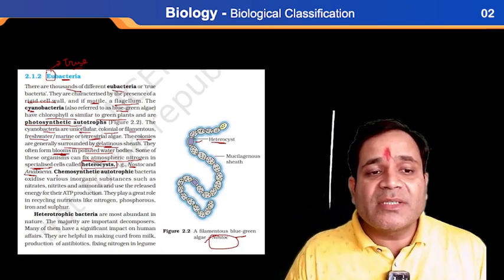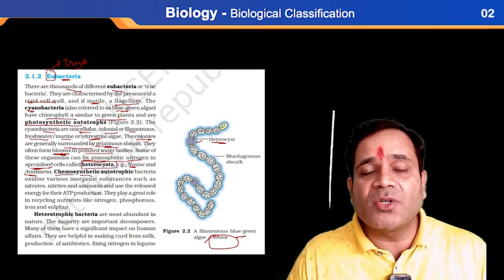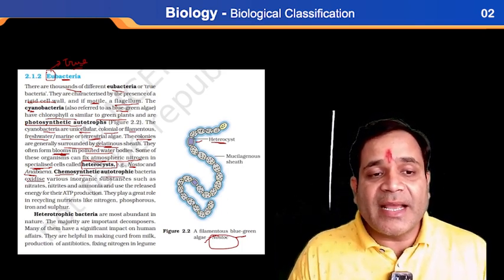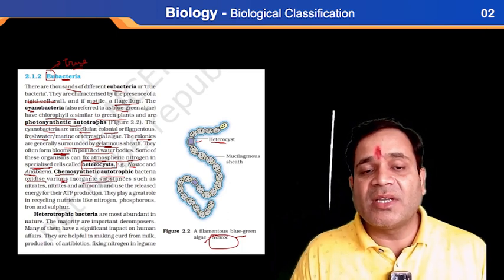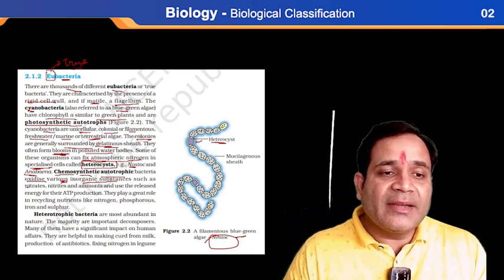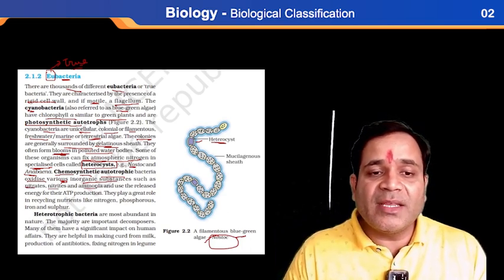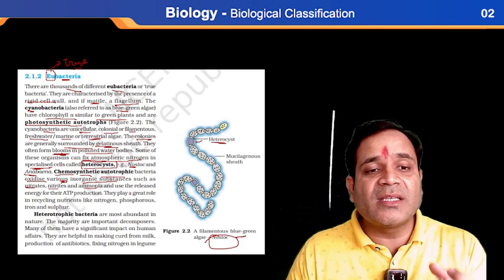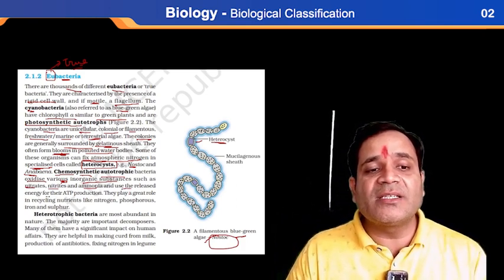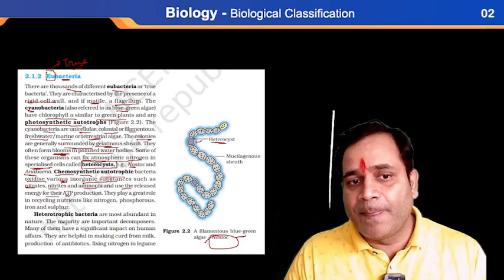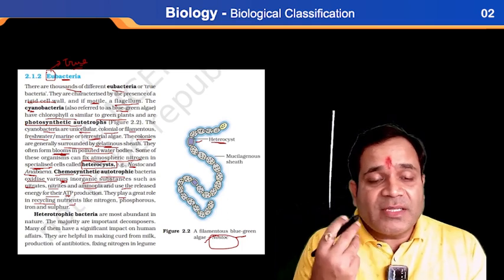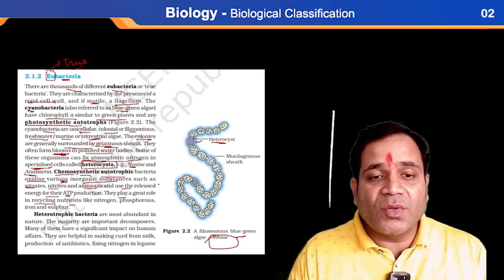What about the chemosynthetic bacteria? Chemo means chemical, synthetic means to make food. Here chemosynthetic autotrophic bacteria oxidize various inorganic substances, such as nitrates, nitrites and ammonia. They oxidize these inorganic substances and use the released energy for their ATP production, correct? They play a great role in recycling nutrients. Yes, this is very, very important to know here, my dear.